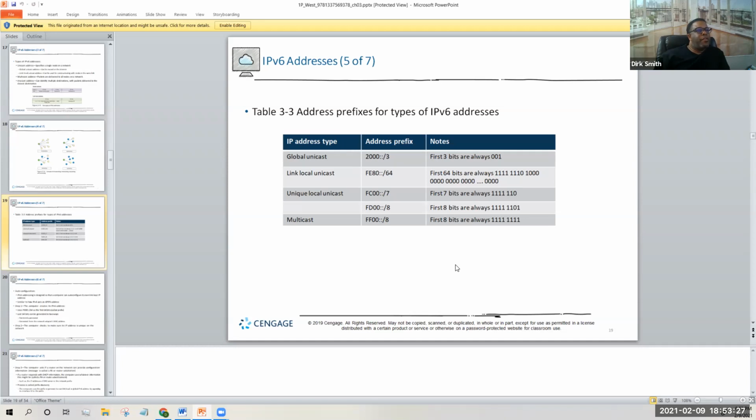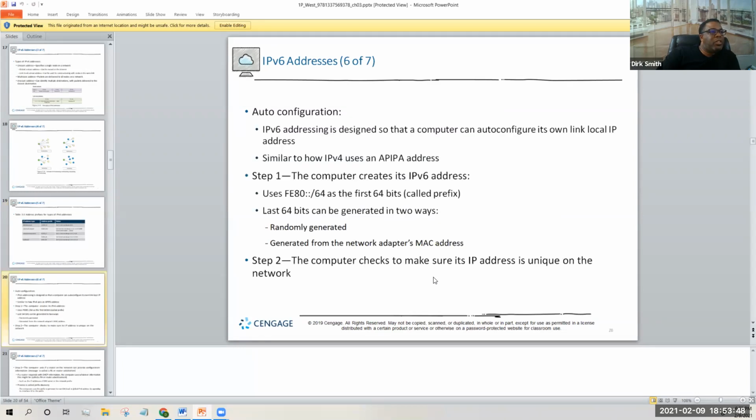So this is some of the prefixing for when you see an IPv6 address. I try not to put a lot of IPv6 on the quizzes and things like that, but please be aware of it. You might see it in the Cengage material. I just want you to be familiar with it. Like I said, this book is a lot more granular and deeper than you really need, so I'm not going to spend a whole lot of time on it.